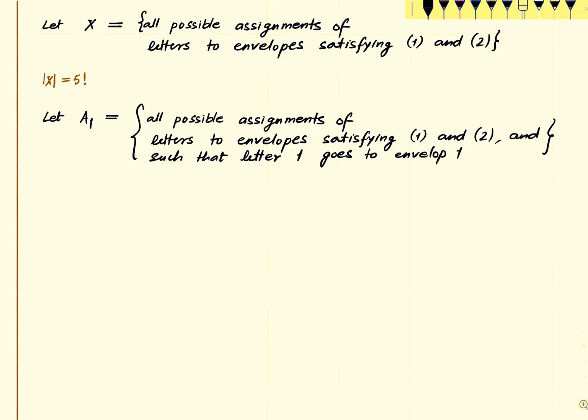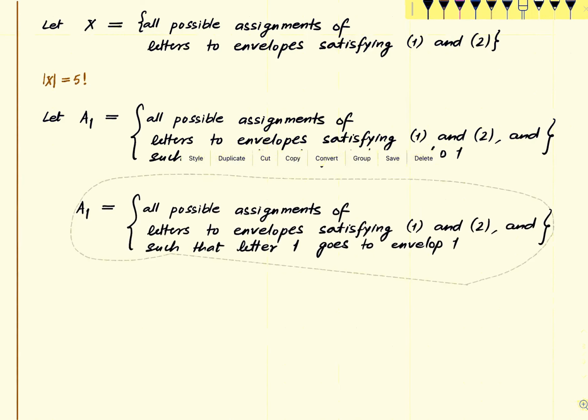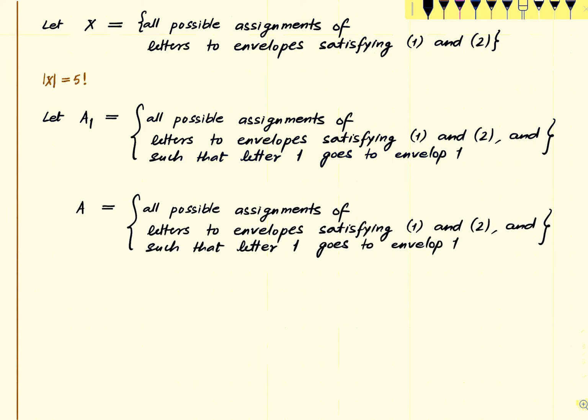And similarly, we can define it for each i. So instead of just A1, let me write a j here. Letter j goes to envelope j. So this is defined for j from 1 to 5. All right, and what do we want? So first of all, each of these are subsets of X, of course.